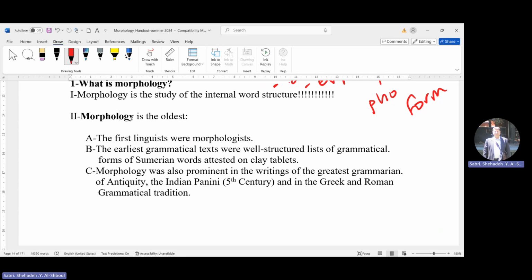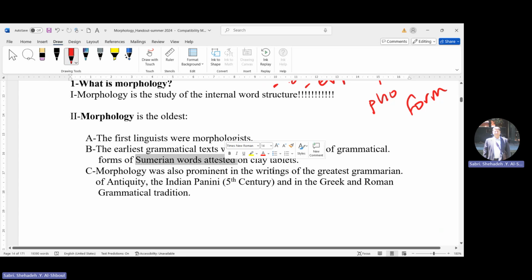It can be considered as the oldest type of discipline if we bear in mind that the first linguists were morphologists, in the sense that they were interested in categorizing, arranging, and ordering the words together depending upon the shape. So here, the earliest grammatical texts were well-structured lists of grammatical forms of Sumerian words, often attested on clay tablets.